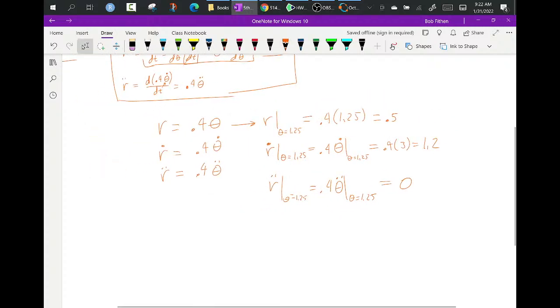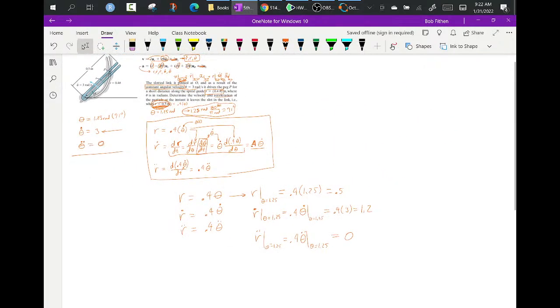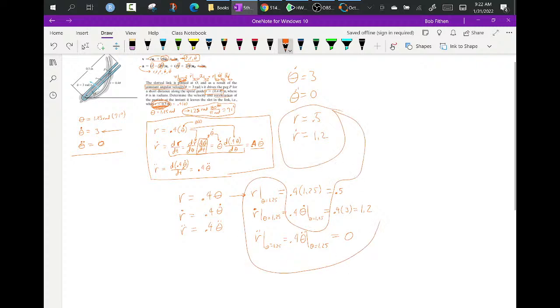Now let's look at what we have. And in my equations, I'm going to write them over here. All I need is theta dot equal to 3, theta double dot equal to 0, r equal to 0.5, r dot equal to 1.2. So I'll put these two up from here, and I'm picking these 3 up from right through this. And I'll say r double dot equals 0.